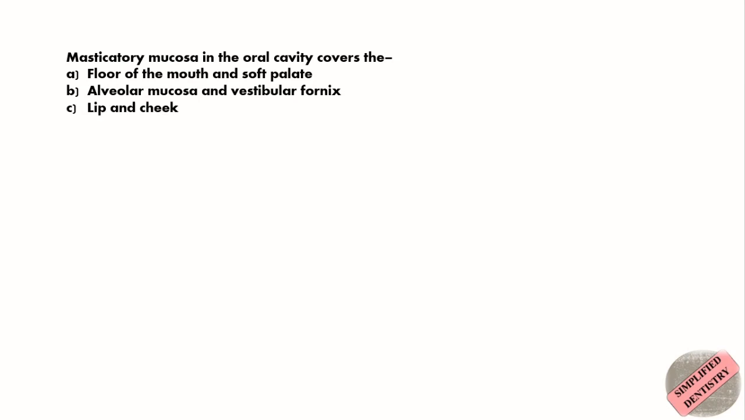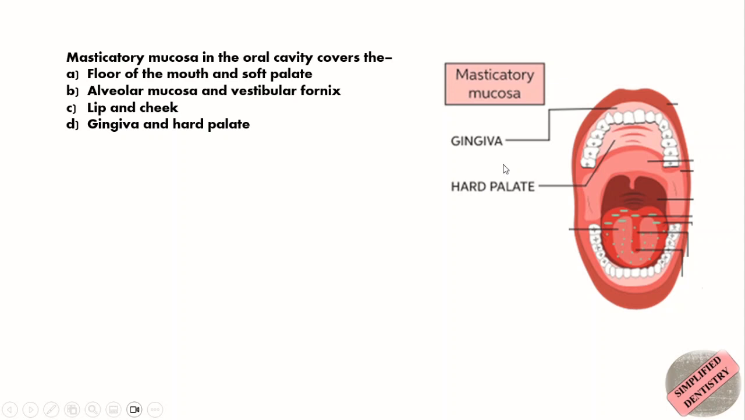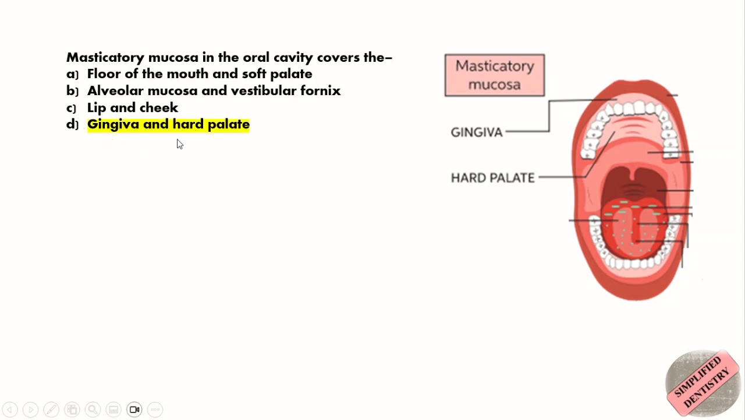Next question is masticatory mucosa in the oral cavity covers the, and its options are A, floor of the mouth and soft palate, B, alveolar mucosa and vestibular fornix, C, lip and cheek, and D, gingiva and hard palate. So the masticatory mucosa is present in the regions which aid in mastication, and it includes gingiva and hard palate. So the answer is option D, gingiva and hard palate. So the masticatory mucosa in the oral cavity covers the gingiva and hard palate.